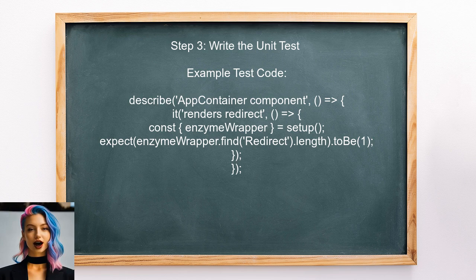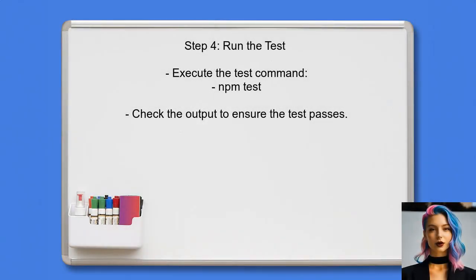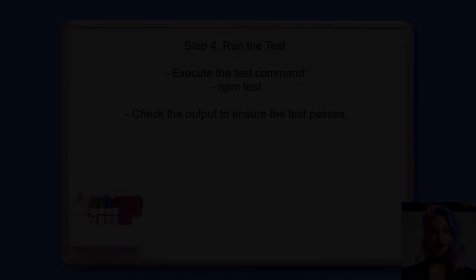Now, the user can write the unit test for the app container component. They should ensure that the test checks for the presence of the redirect component when the user is not authenticated. Finally, the user should run the test to verify that everything is functioning as expected. They can do this by executing the Jest command in the terminal.